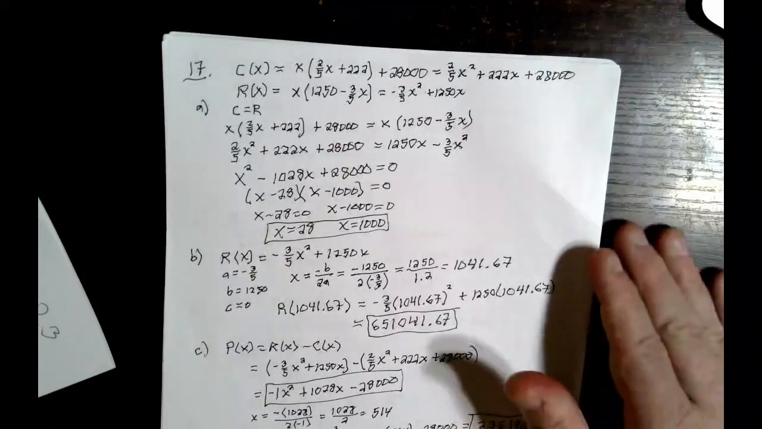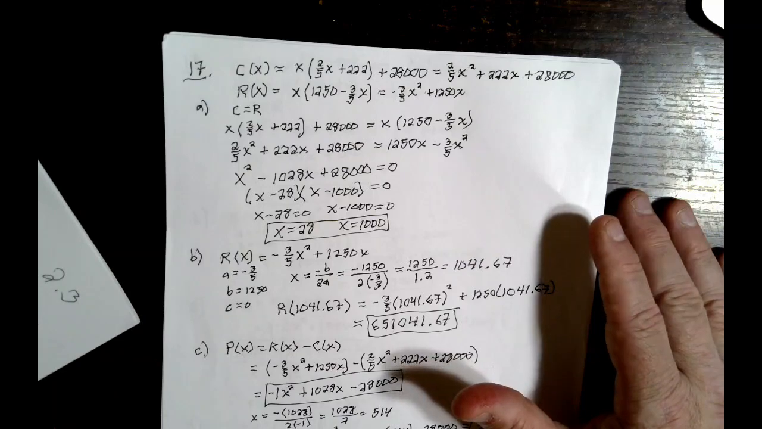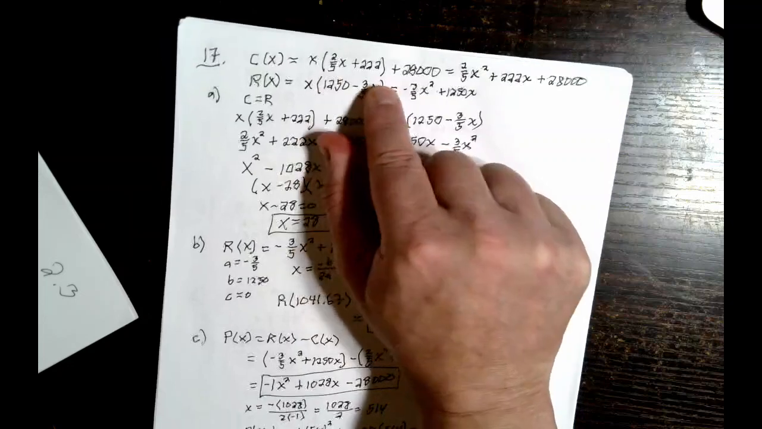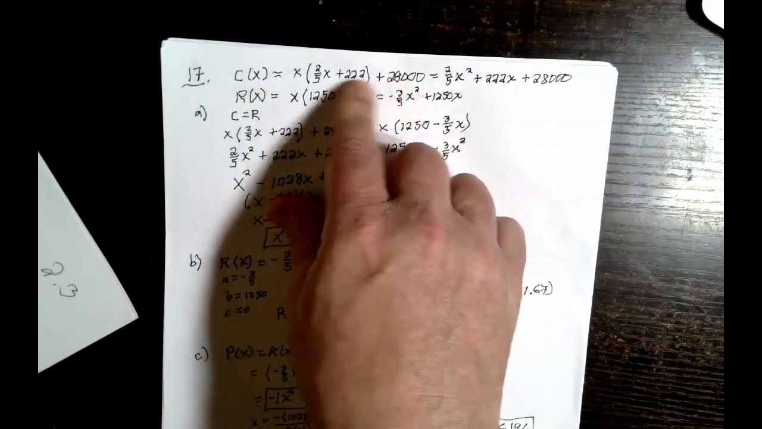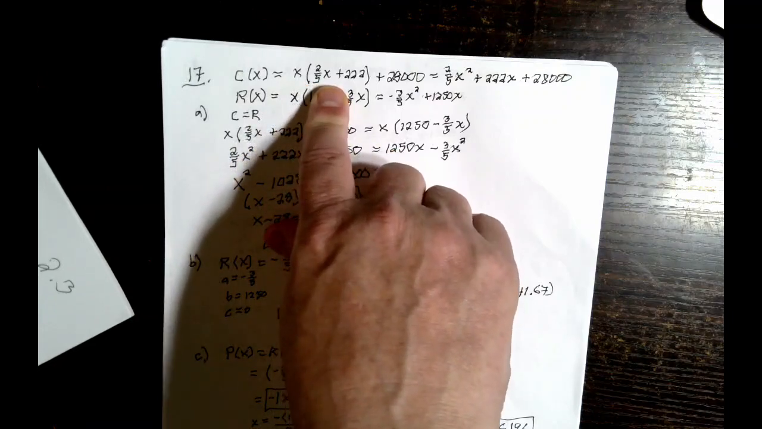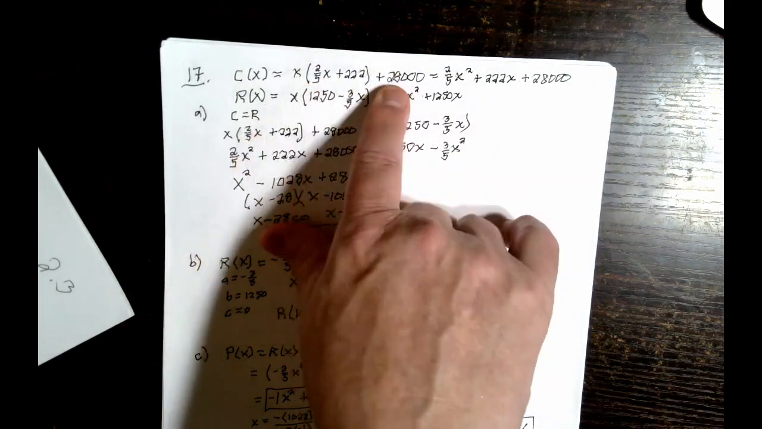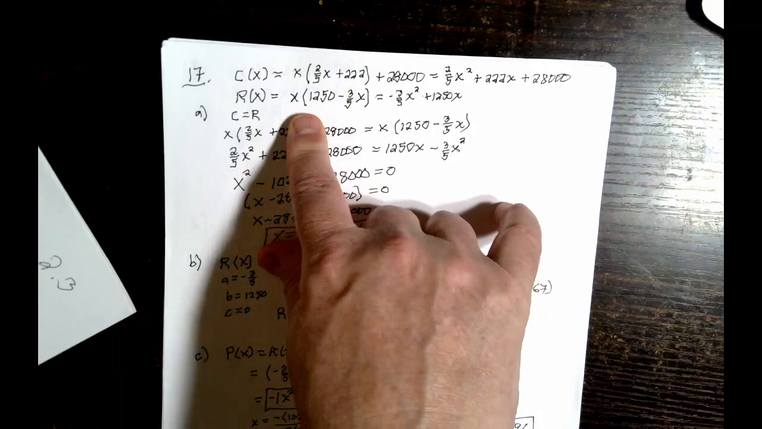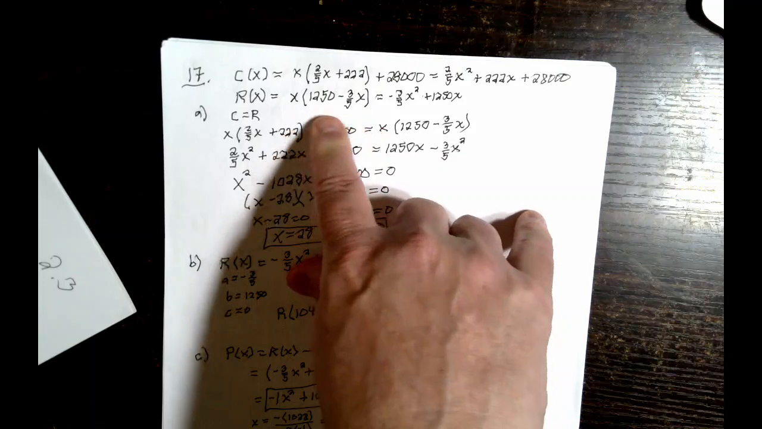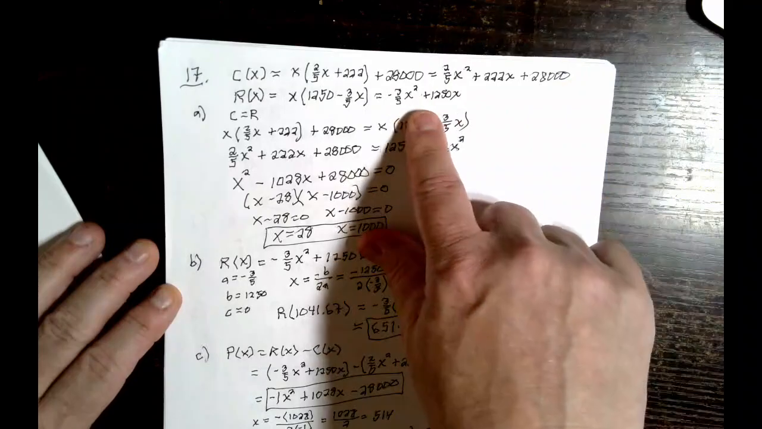Now 17, it says suppose a company has fixed cost of 28,000 and a variable cost of 2/5 x plus 222. Remember, cost function is simply the fixed costs are added, and then over here it's the number of units times the cost per unit. Well, they say the cost per unit is 2/5 x plus 222. Cost per unit times x plus fixed cost. Revenue is the selling price times x. Well, they give you the selling price in the question as this right here, this item in the parentheses. Now distribute everything, write it in descending order.